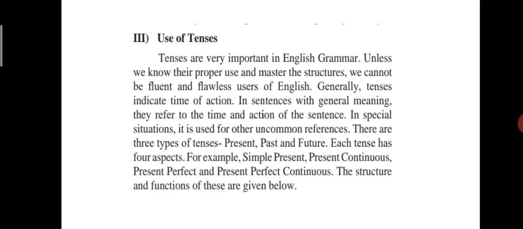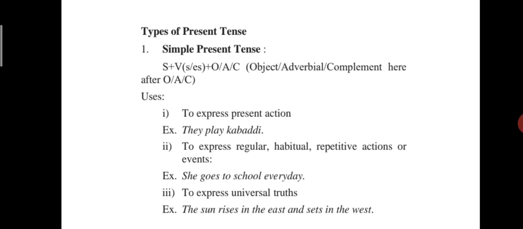The structure and functions of these are given below. First part, types of present tense. Simple present tense. See first of all the structure. Subject plus verb, s or es, plus object or adverbial or complement.